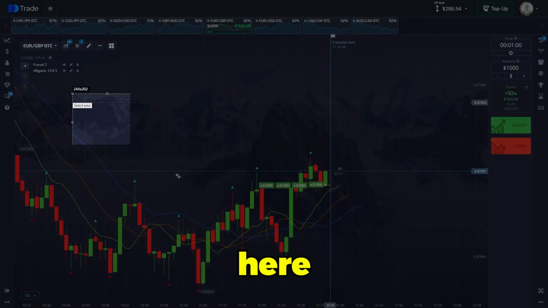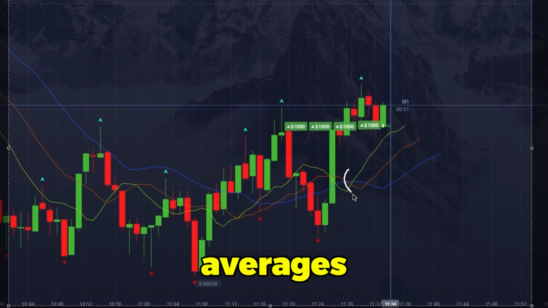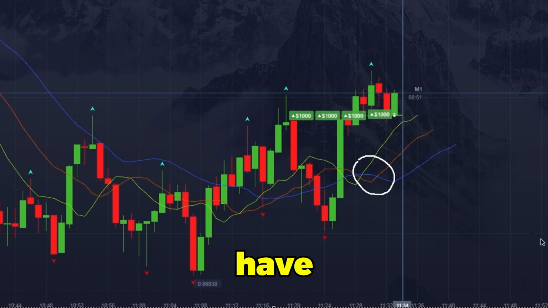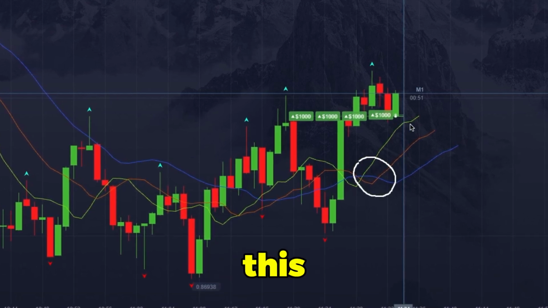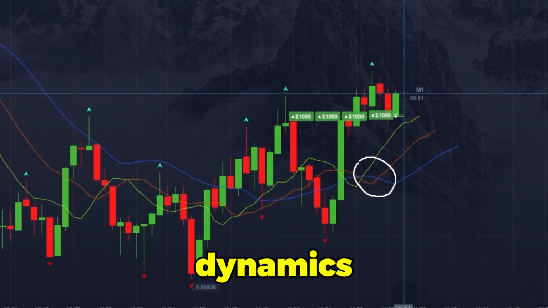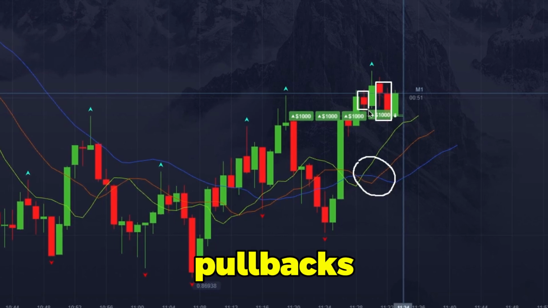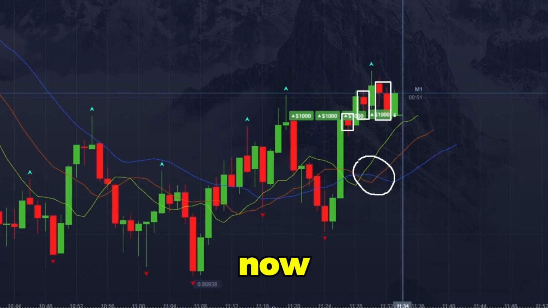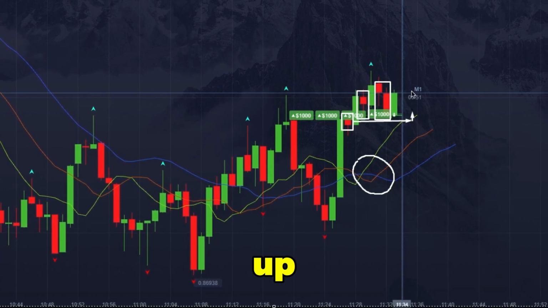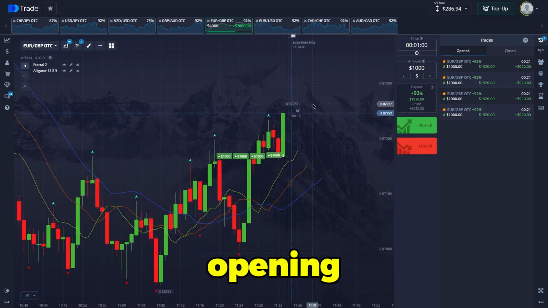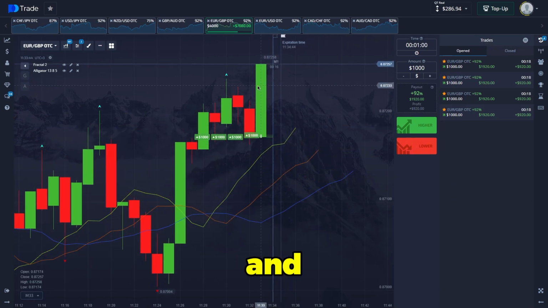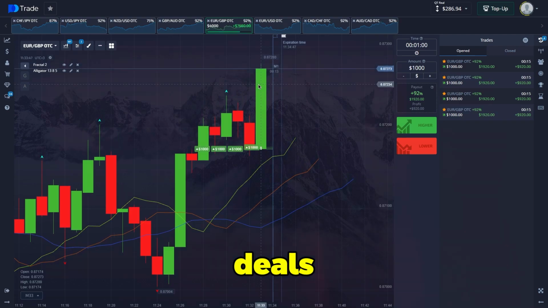Highlight the workspace. Here we have an intersection of our Alligator moving averages from bottom to top. We have a moving average called jaws that went down and a moving average called lips that went up. This is a sign of strongly upward dynamics. We also had a couple of pullbacks in prices in general. Now, nothing prevents them from going up, which is why in the direction of the actual trend, we are opening our closing deals here with you. And let's look at the result of our closing deals.